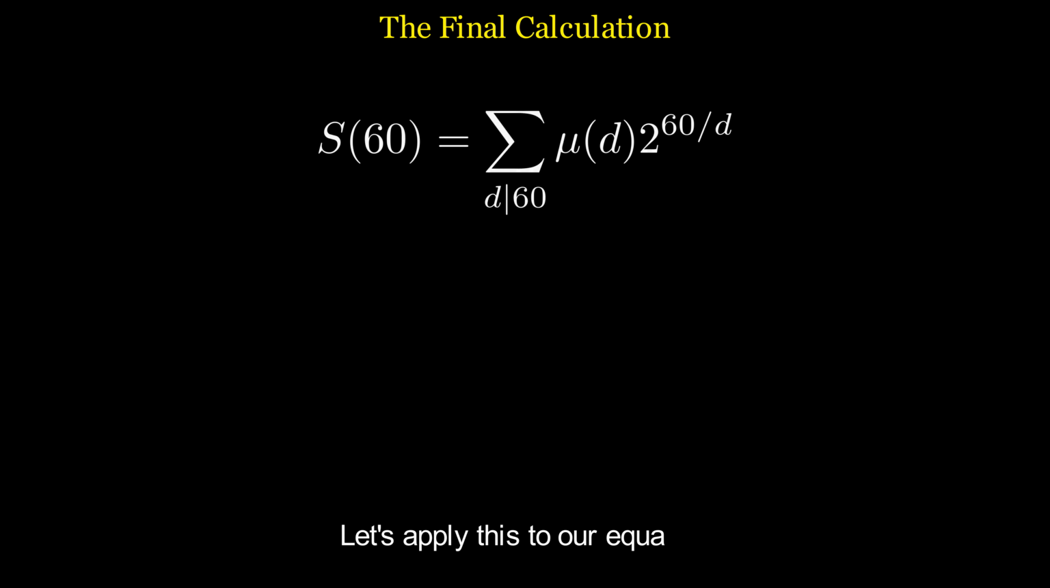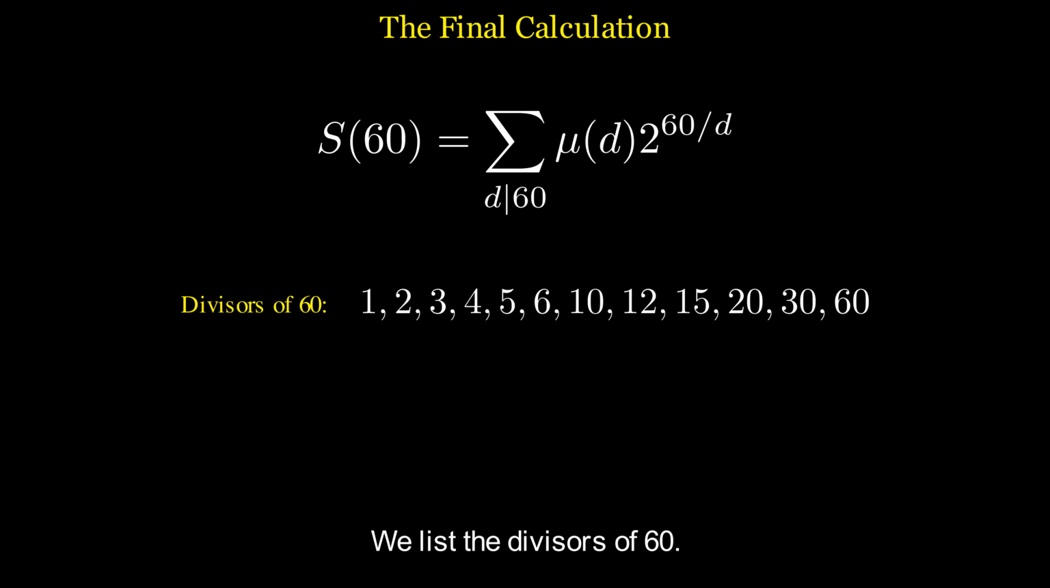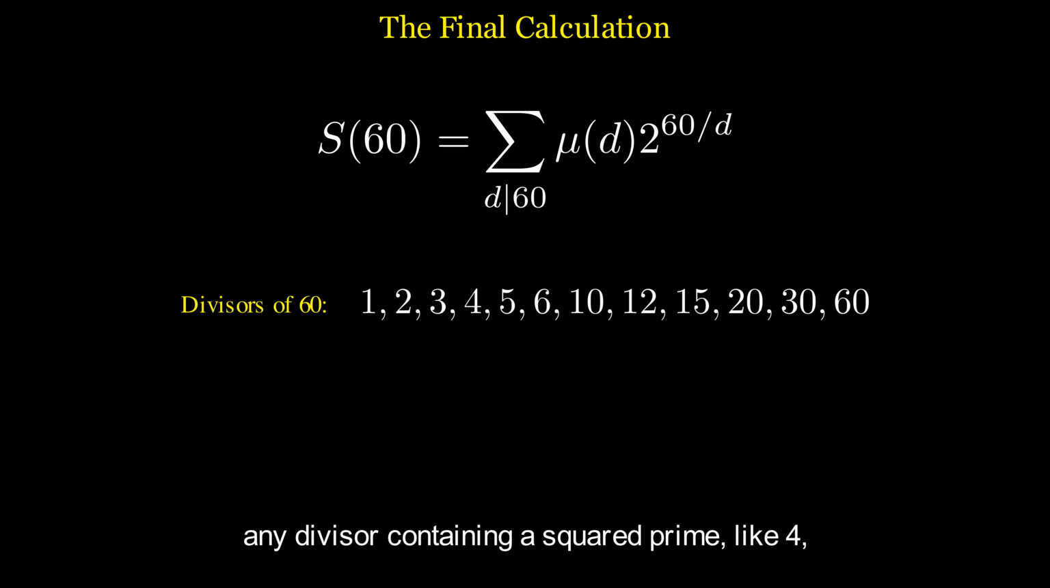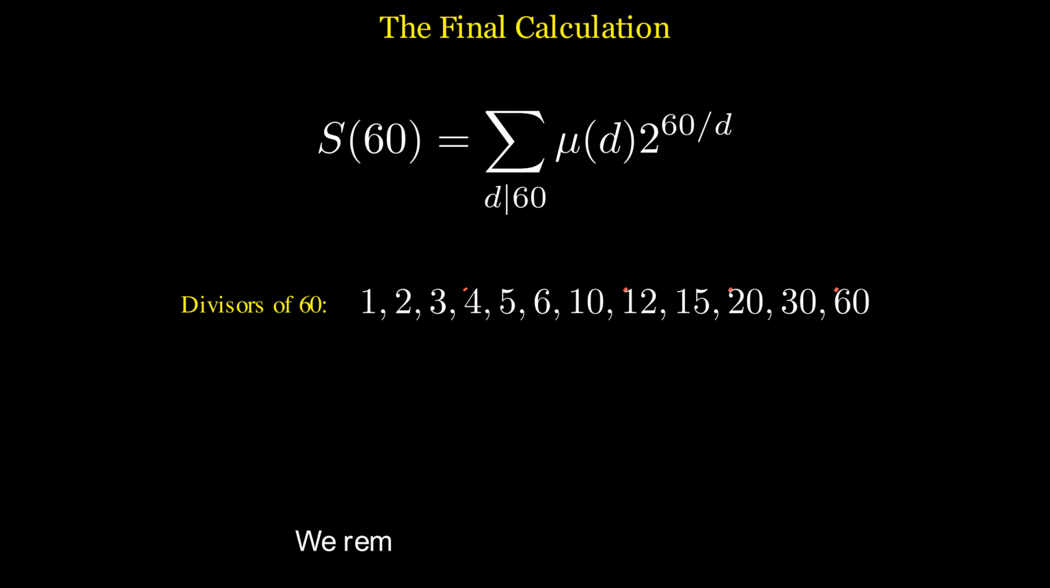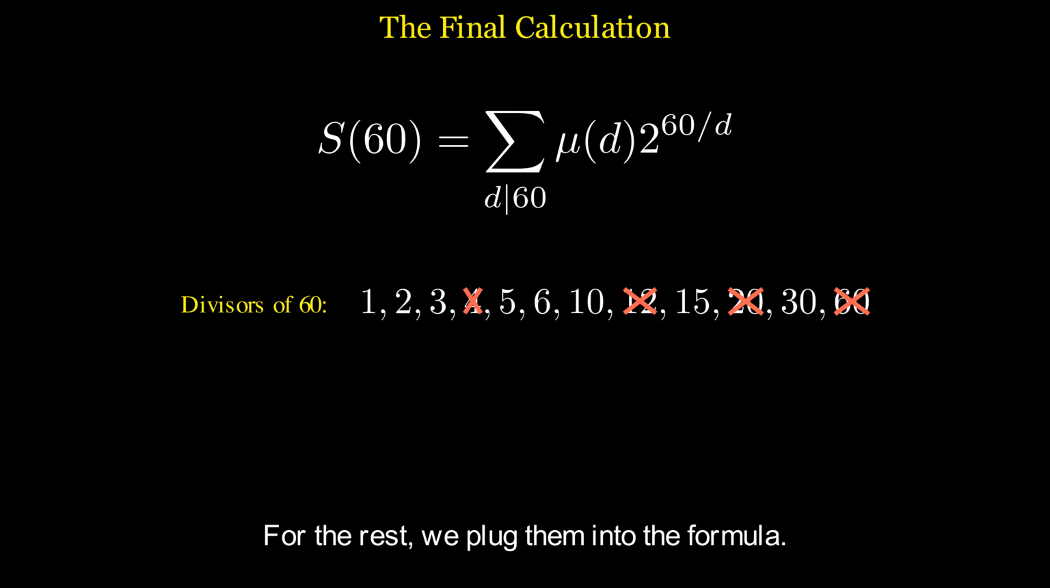Let's apply this to our equation to isolate S of 60. We list the divisors of 60. According to the second rule, any divisor containing a squared prime, like 4, gives a coefficient of 0. We remove them from the calculation. For the rest, we plug them into the formula.